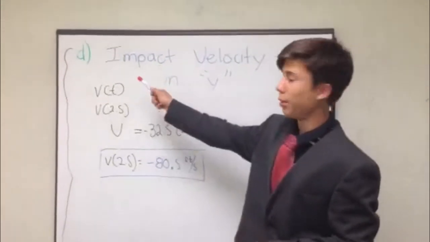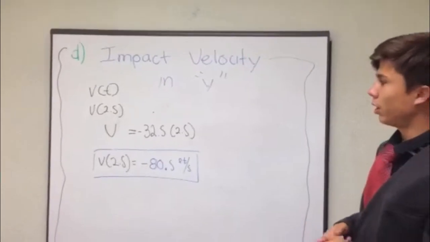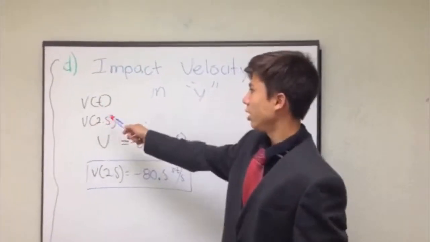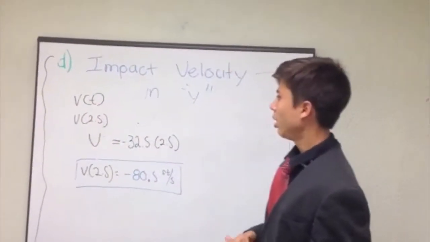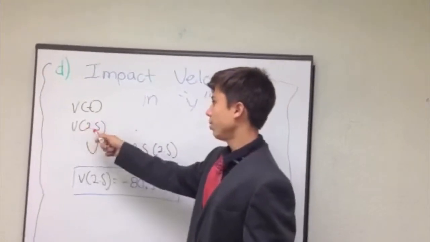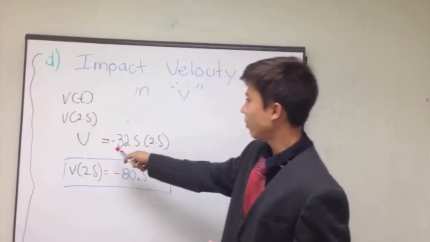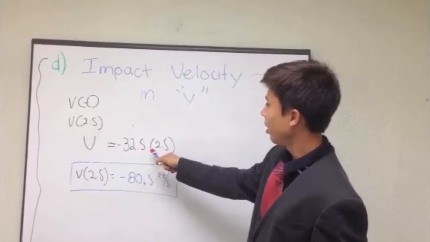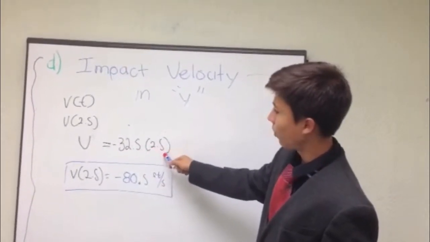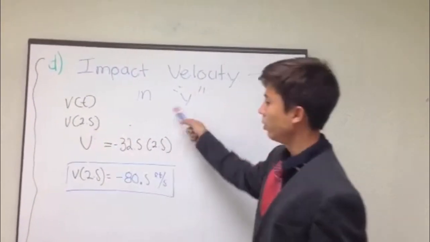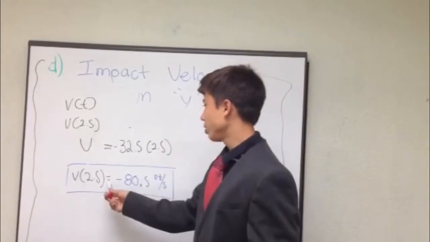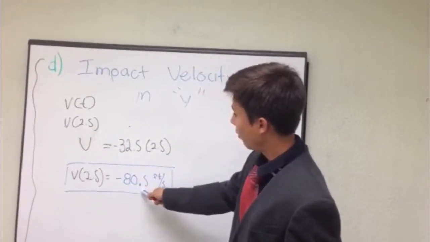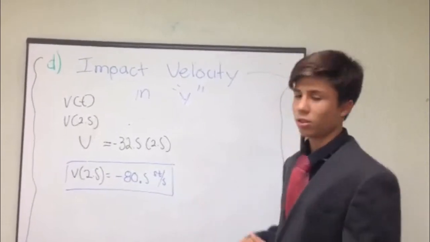Well, I explained the impact velocity in y. The formula is velocity and time. Velocity is equal to minus 32.2 times 2.5. I substitute these values, and the result is minus 80.5 feet per second.